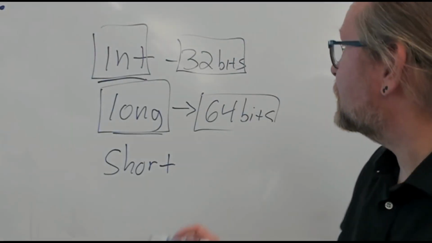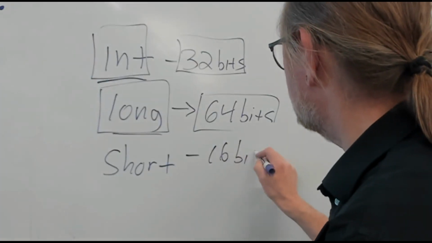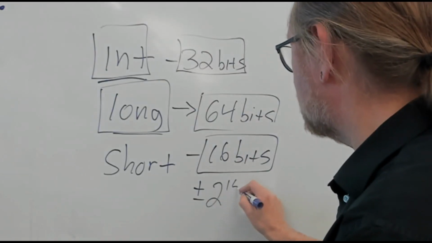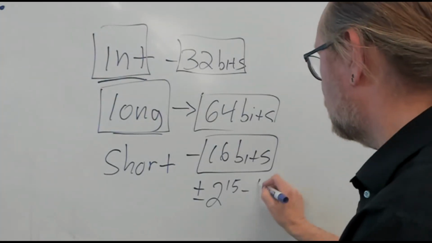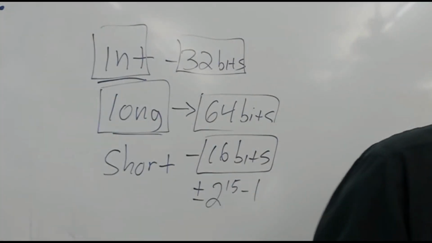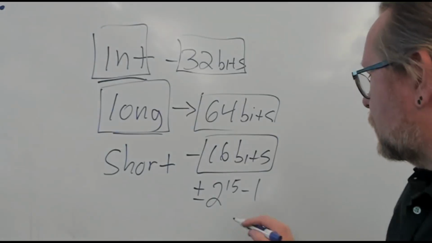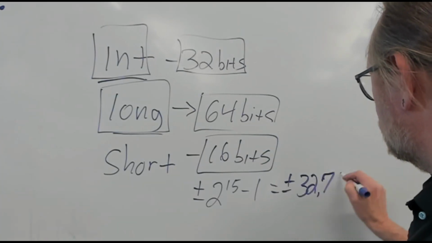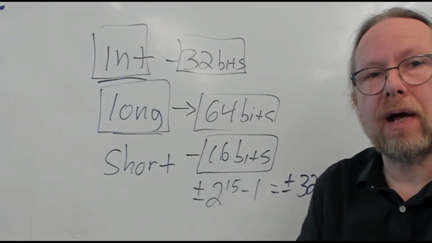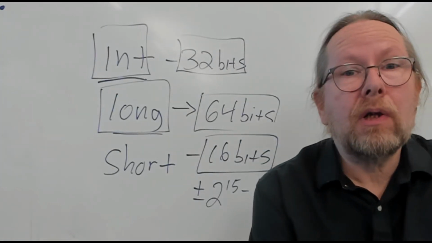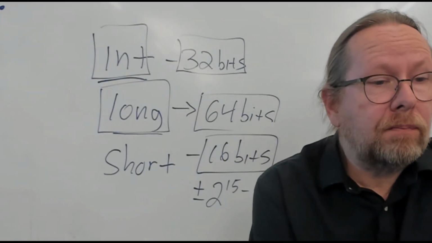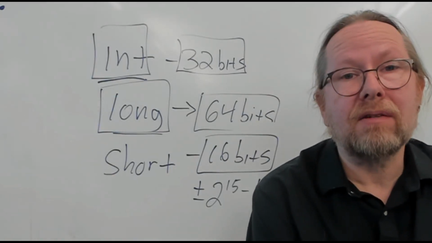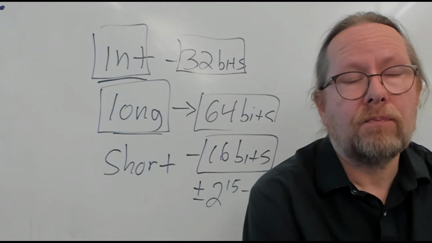A short only uses 16 bits. So that can only store from plus or minus 2 to the 15th, right? 1 bit goes to the sign, minus 1. 2 to the 15th is 32,767. So if you're doing a program and you only know that your numbers need to go up to 32,000, make your variable a short instead of an int. It saves the program storage space.